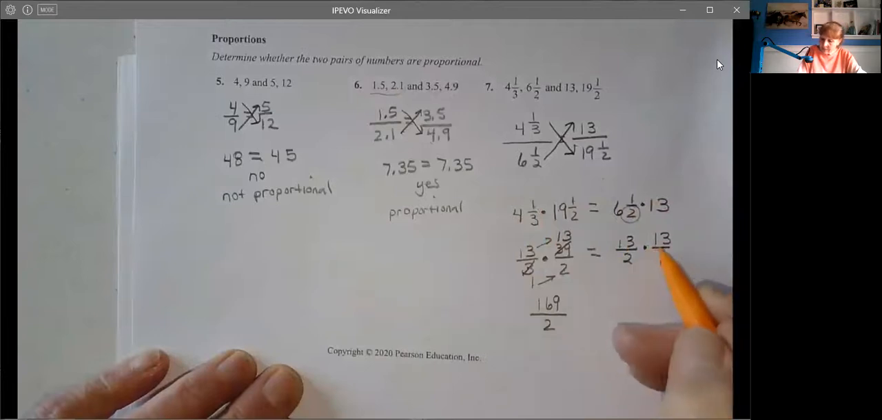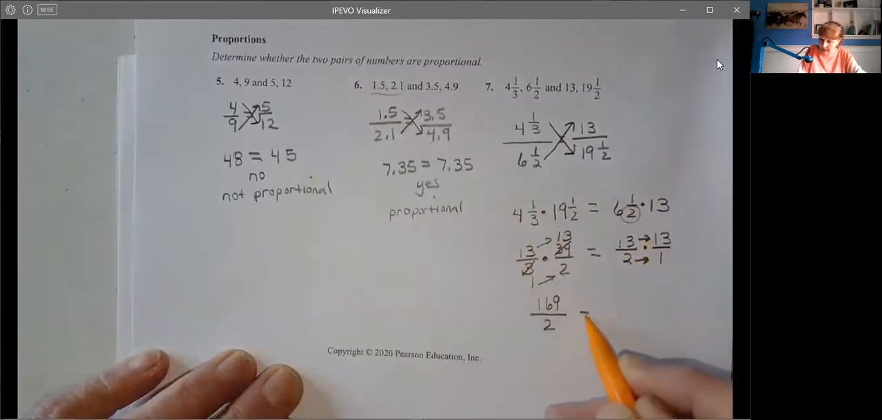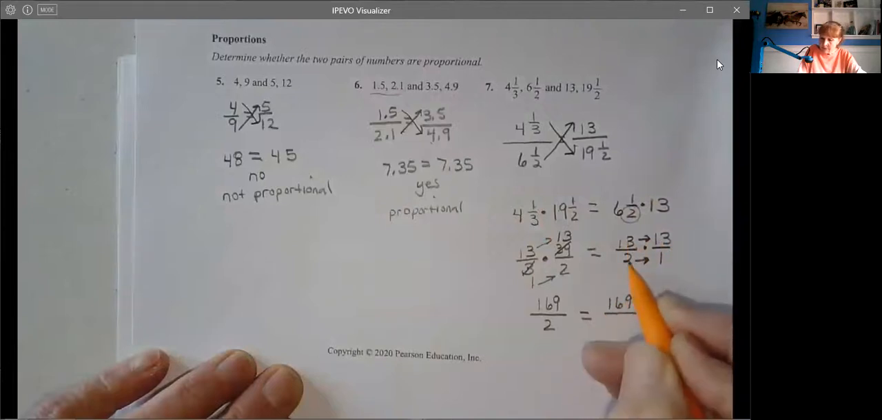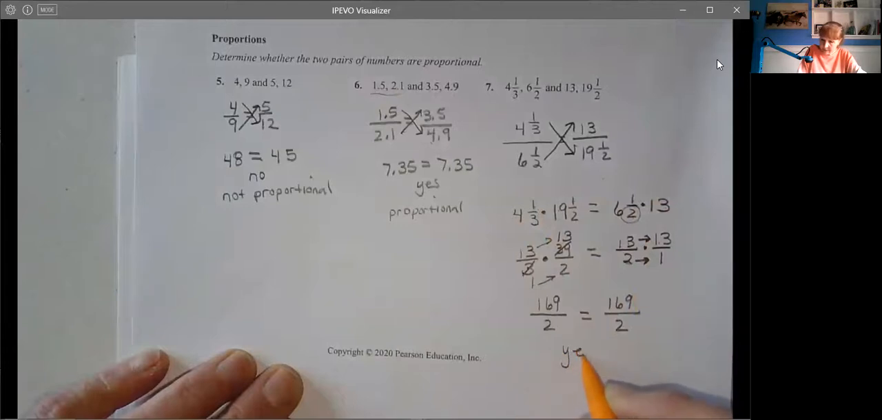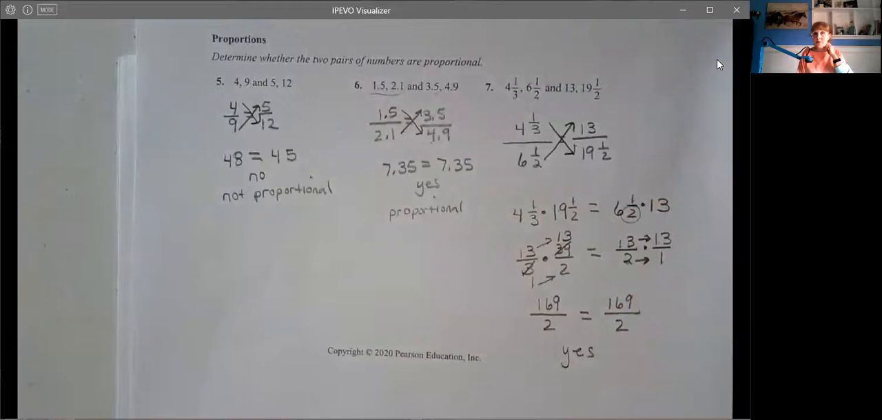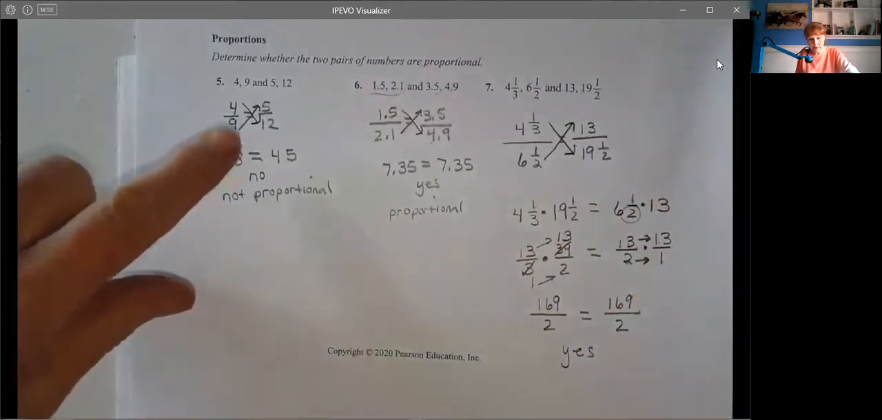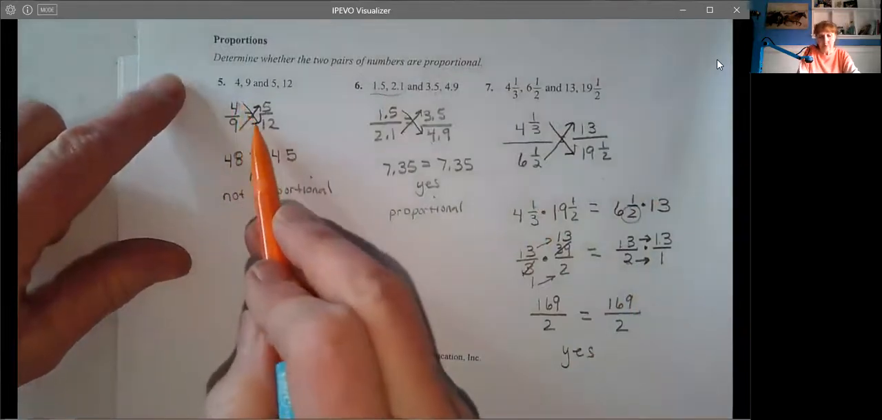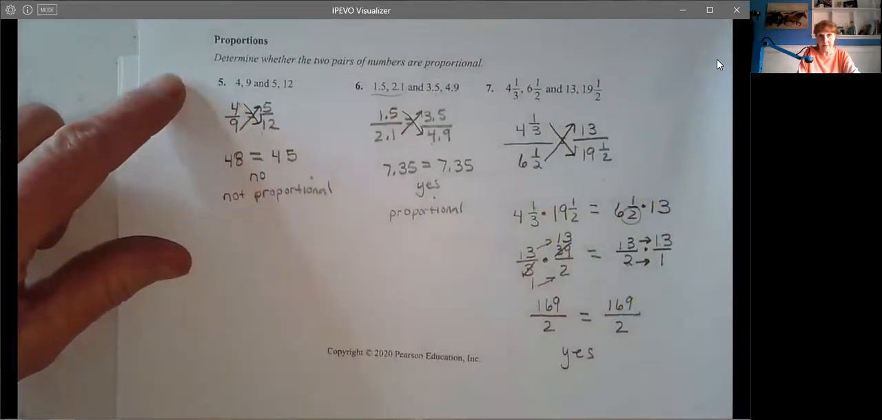I cannot reduce, so I multiply straight across. When I do, 13 times 13 is 169. 2 times 1 is 2. So yes, those pairs of numbers are proportional. So that's how you answer that question. Are they proportional? You set up a fraction, you set up this ratio, and then you do cross products. Product meaning multiply. Okay, all right.